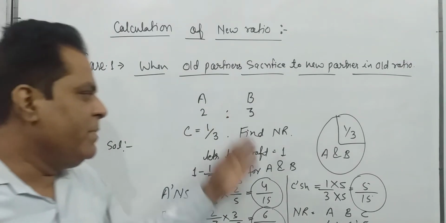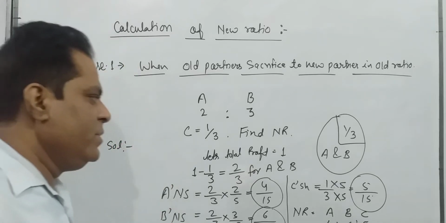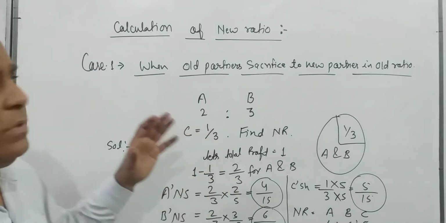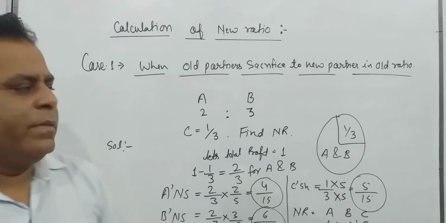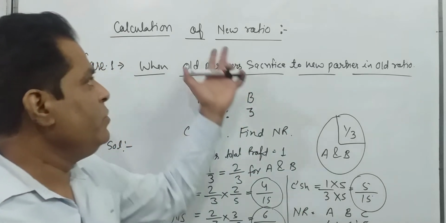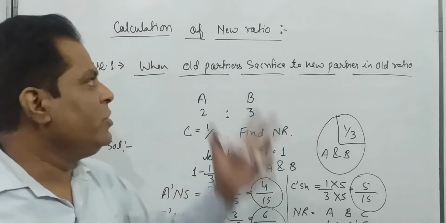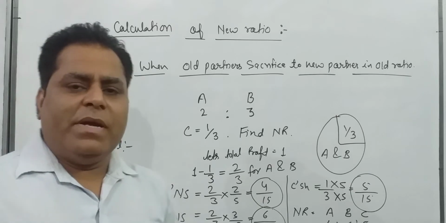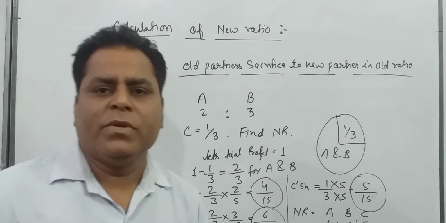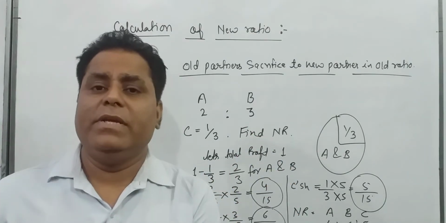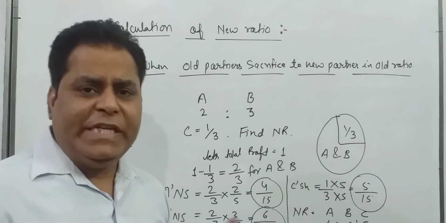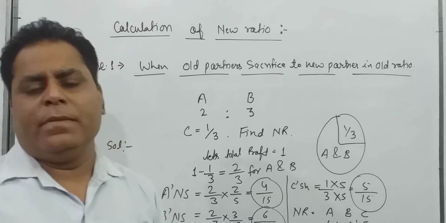Okay, this is my first case. On the basis of this case, you solve more questions from your book and practice. This is the most important case. Always keep in mind that calculation of the new ratio is very important. Without calculation of the new ratio, you cannot determine the sacrificing ratio also. On the basis of this only, you can proceed further and perform the remaining accounting treatment. So practice 2 times, 3 times, 4 times, then only you can prepare yourself.